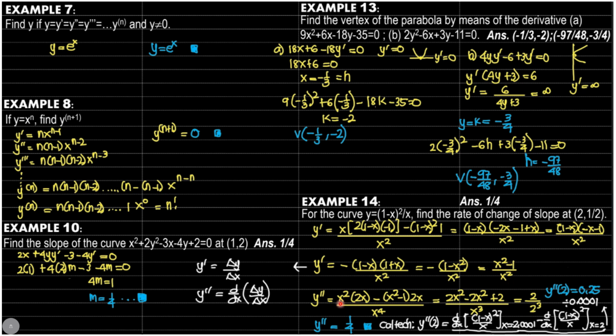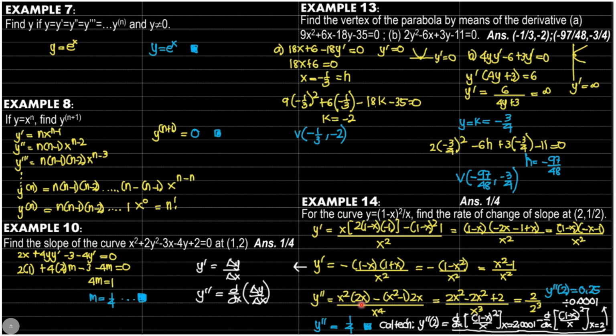Then we differentiate again for the second time. This is the rate of change of slope. So denominator times derivative of numerator 2x, minus numerator x squared minus 1, times derivative of denominator 2x, all over denominator squared, x to the fourth. So we cancel x, this becomes x cubed.